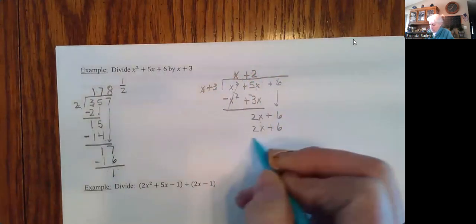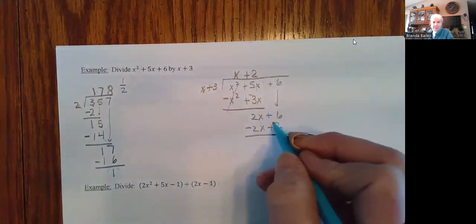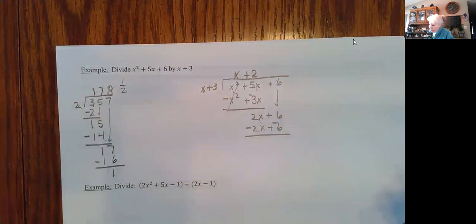Sometimes that won't match. If you have a remainder, it won't match. You change the signs. It's a subtraction. So you change the signs and add.